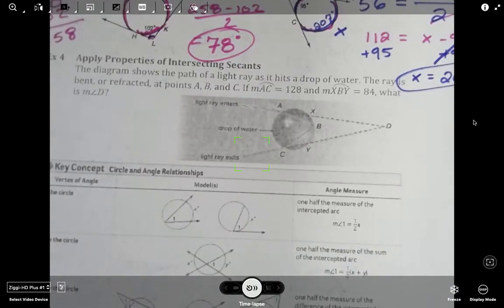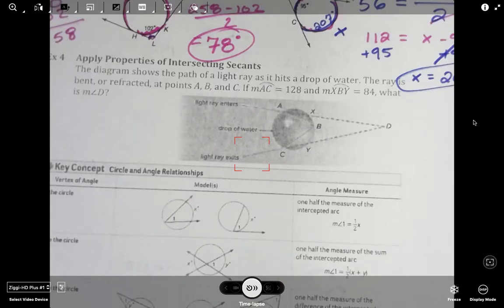The diagram shows the path of a light ray as it hits, no, it's a drop of water, not a planet, but same difference, right? As a light ray hits a drop of water, the rays are bent or refracted. Did you guys know that? You should know that. That's like a 7th grade, maybe even a 6th grade thing. Like if you stick a ruler in water, you know how it curves.